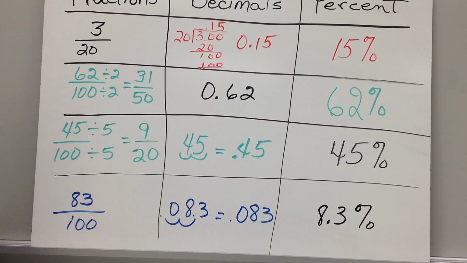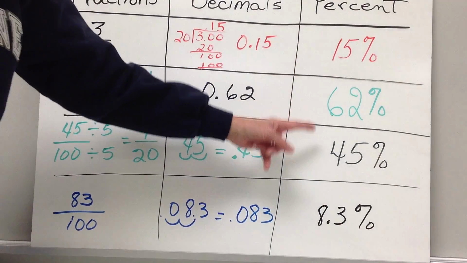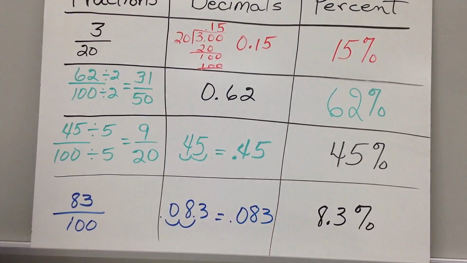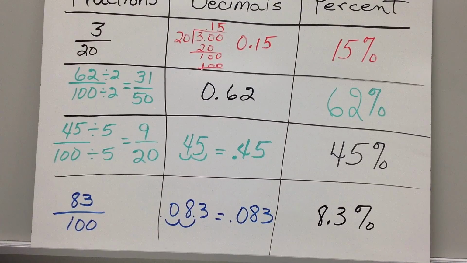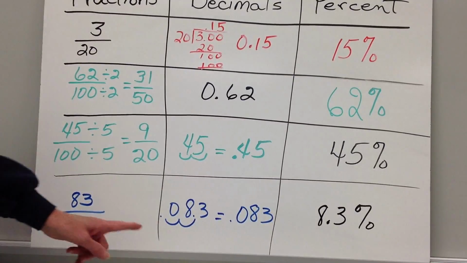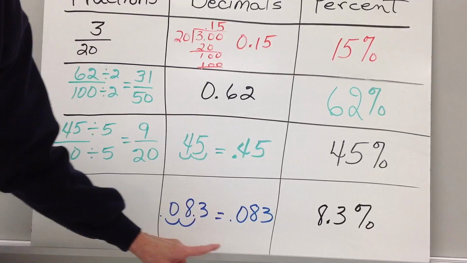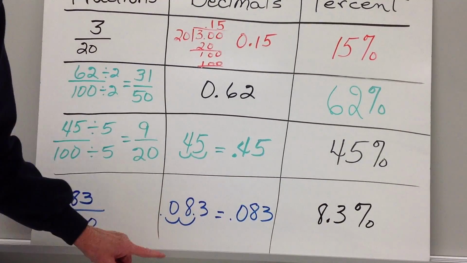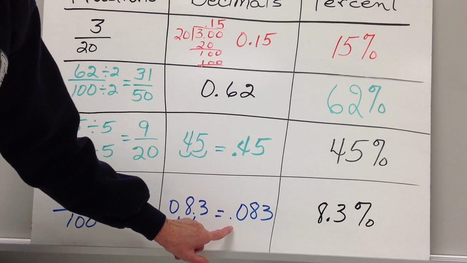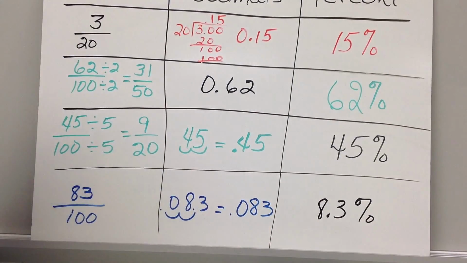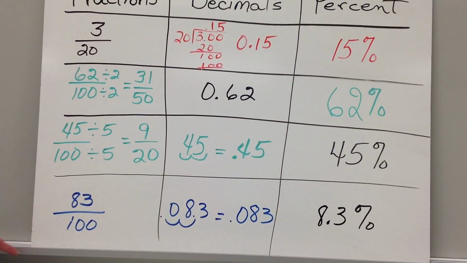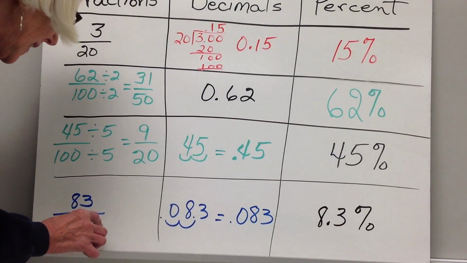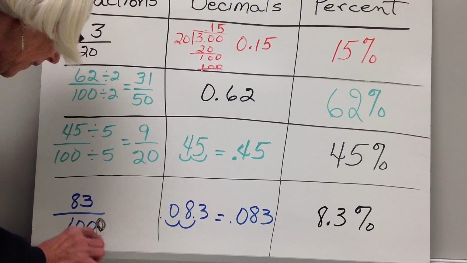Just so that you don't think that all of our percents have to be whole numbers, let's look at 8.3%. If I want to change that to a decimal, I'm going to move that decimal 2 places to the left. That means that 8.3% is the decimal 0.083. Then as a fraction, this is going to be 83 over 1,000.